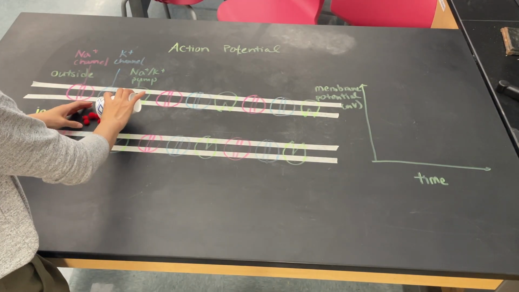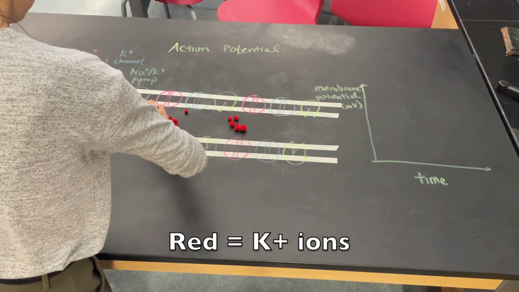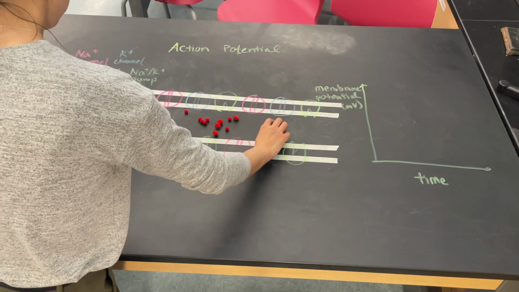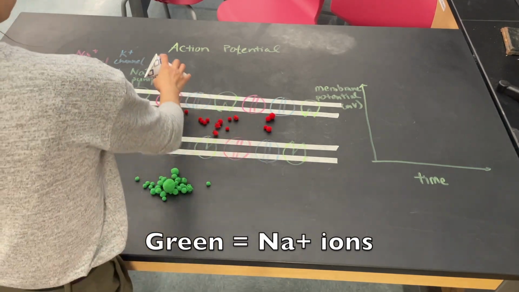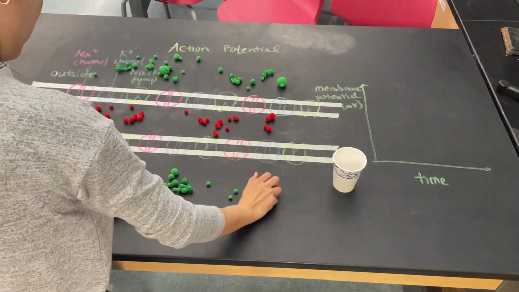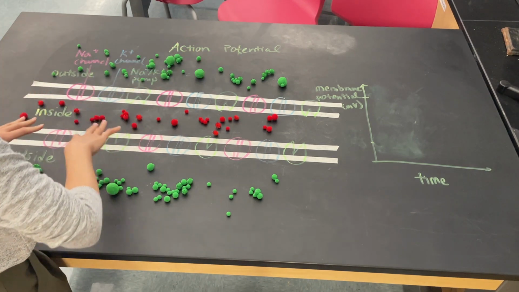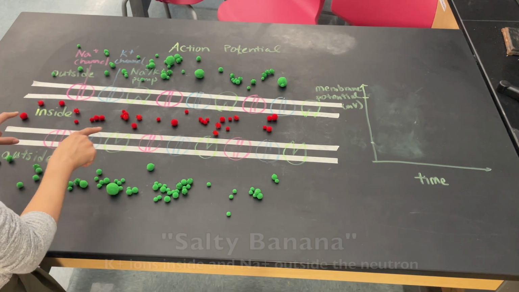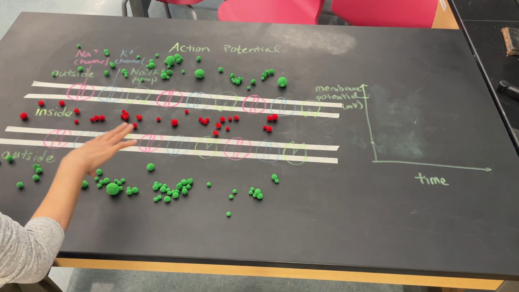And now I'm going to add about 30 red pom-poms representing the potassium ions located on the inside of the neuron. And I'm using green pom-poms, about 100 of them, to indicate the numerous sodium ions that are located on the outside of the neuron. So this represents the resting membrane potential, which is referred to as salty banana. I have potassiums on the inside, sodiums on the outside.